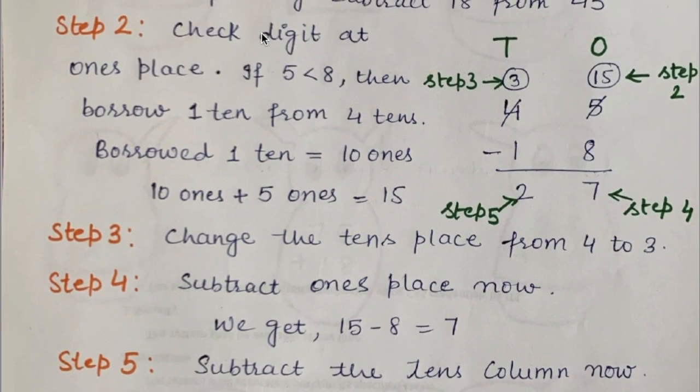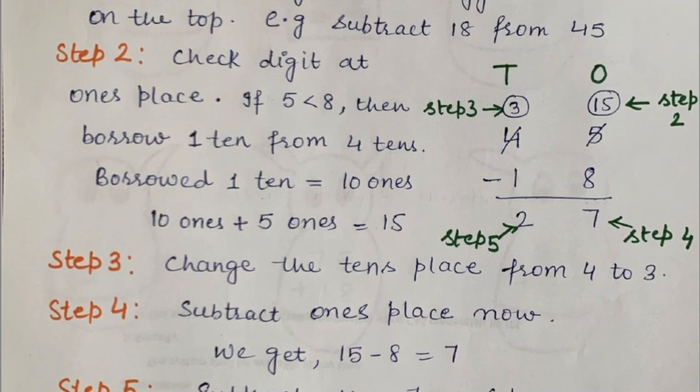If we read those steps: write the numbers in column form, and remember always write the bigger number on the top. Second step, check the digit at the ones place. If 5 is less than 8, then borrow 1 ten from 4 tens. Borrowed 1 ten is equal to 10 ones. Then in the ones column, what will we write? 10 ones plus 5 ones is equal to 15. We write 15 instead of 5. So change the tens place from 4 to 3, and we write 3 instead of 4.